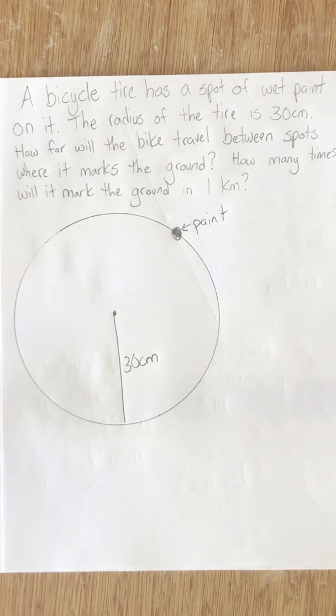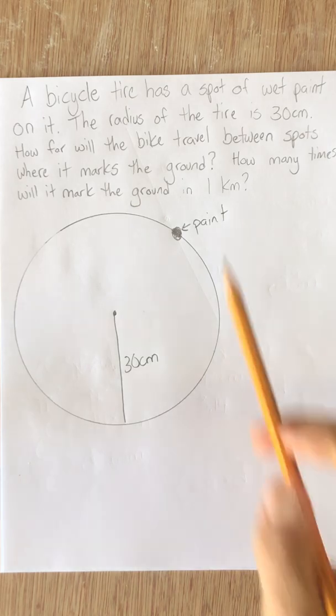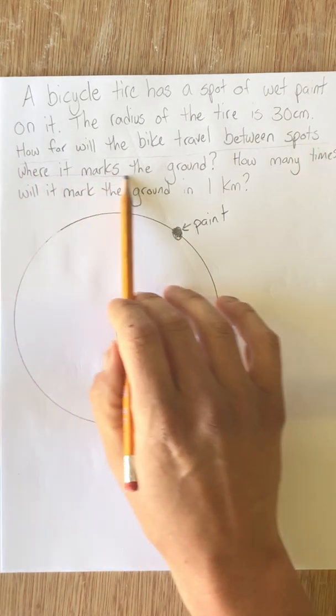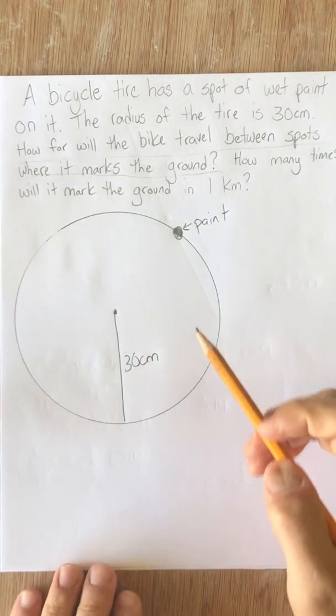How far will the bike travel between spots where it marks the ground? And how many times will it mark the ground in 1 kilometer? Well, let's start with this first part here. How far will the bike travel between spots where it marks the ground? Well, let's think about what's happening here.